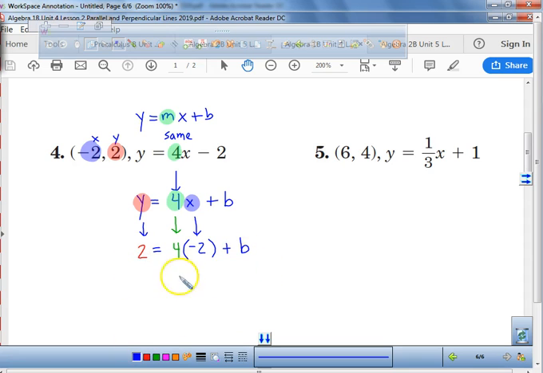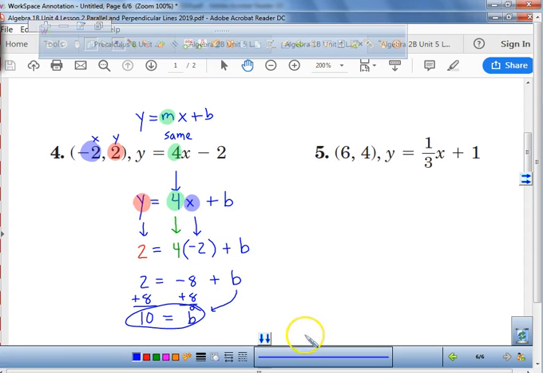So I'm just going to write everything in the same color now. We have 2 equals -8 plus b. Then the last step would be to add an 8 to both sides of the equal sign. You get 10 equals b. That zeroes out, and what we're left with is just a b.